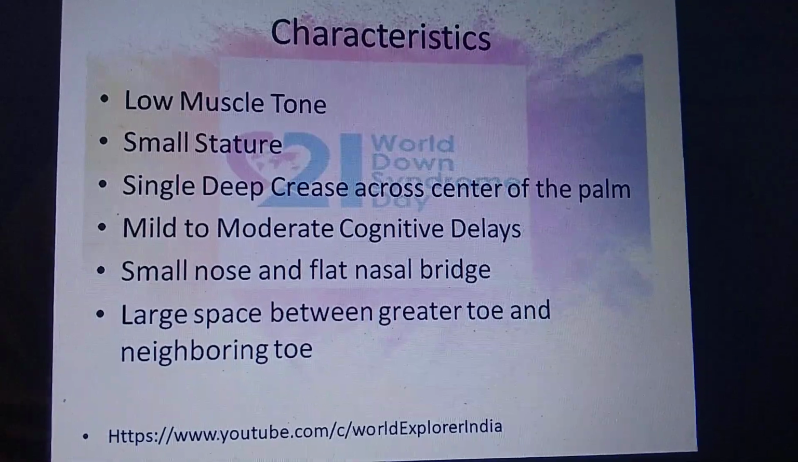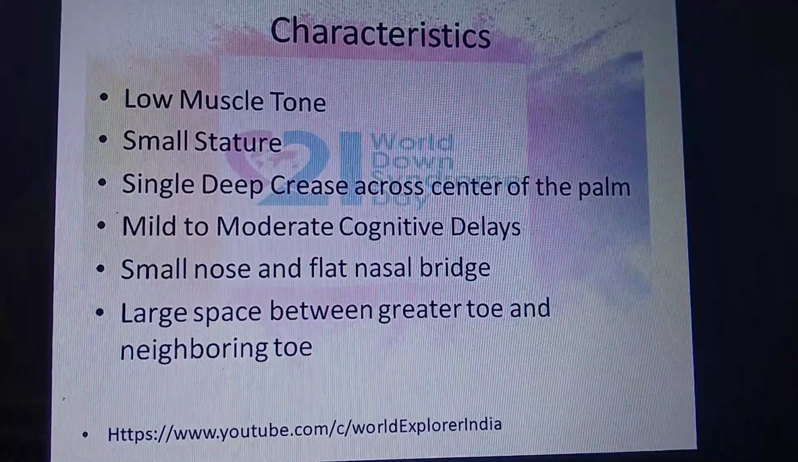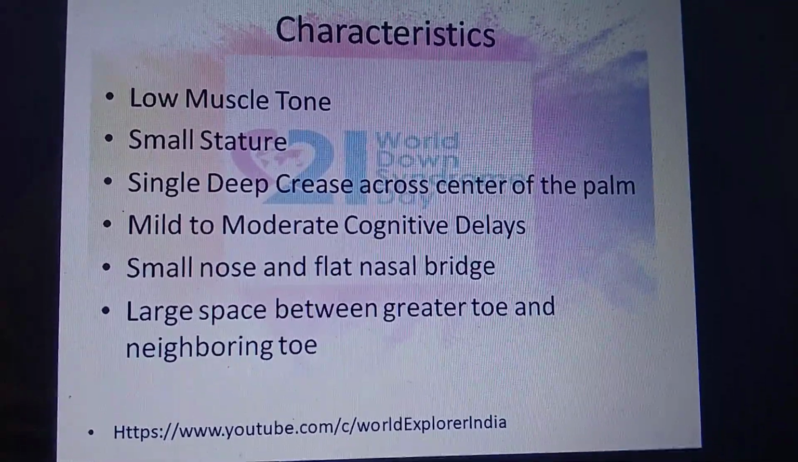Down syndrome characteristics include low muscle tone, small stature, a single deep crease across the center of the palm, mild to moderate cognitive delays, small nose and flat nasal bridge, and a large space between the greater toe and the neighboring toe.